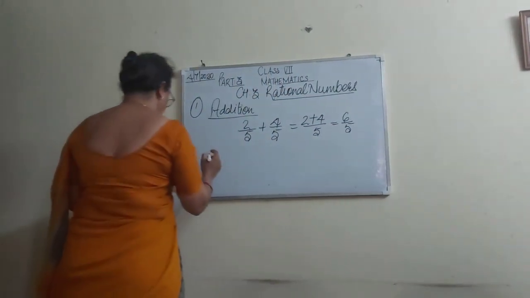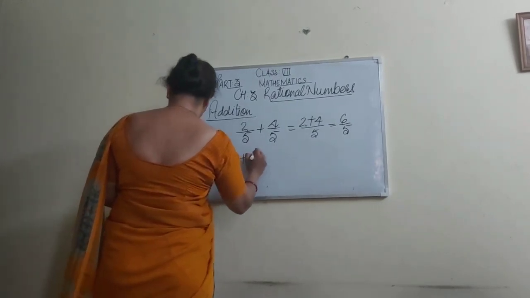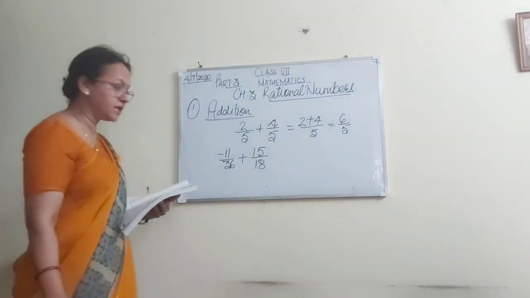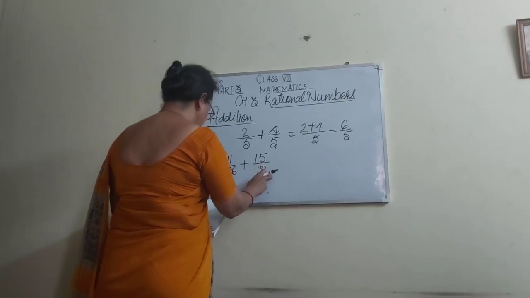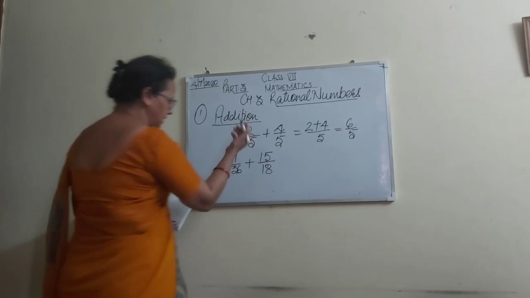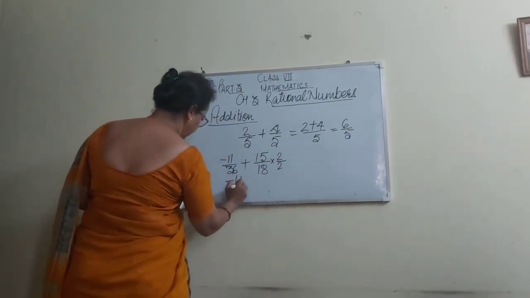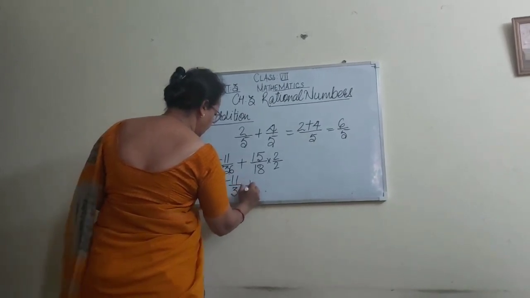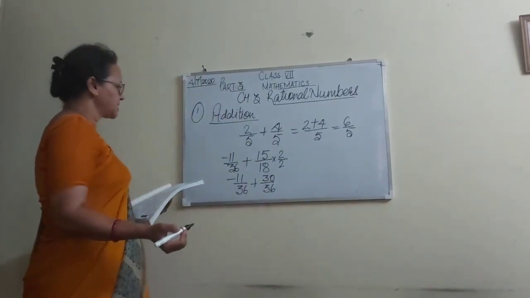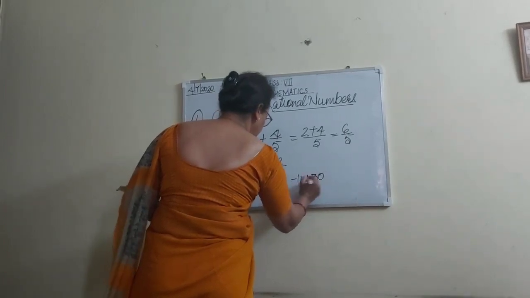If the question is minus 11 by 36 plus 15 by 18. Here 36 is a multiple of 18, meaning one denominator is a multiple of the other denominator. So what will it be? We can make it 36 by multiplying 2 by 2. What will it be? Minus 11 by 36 plus 30 by 36. This is also simple. Now the denominators are the same, so we can do minus 11 plus 30 by 36.